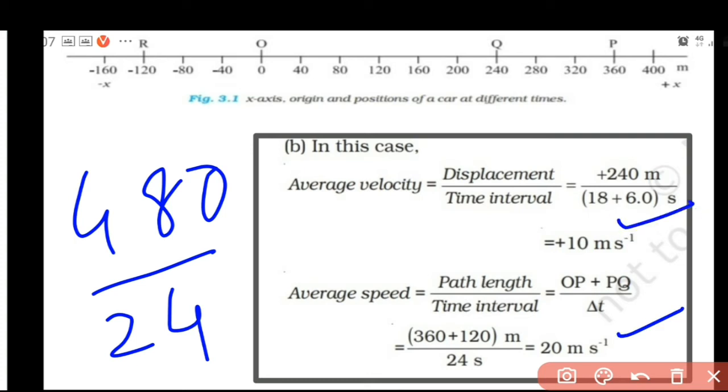So average velocity is 10 and average speed is 20. So totally different. Magnitude of average velocity is not at all equal to average speed. Both are different. Okay, so this is an example for that.